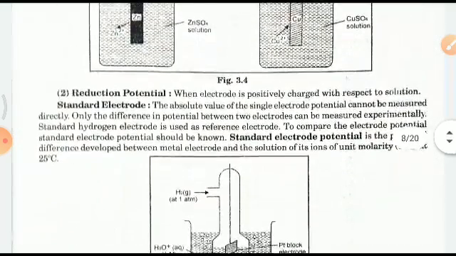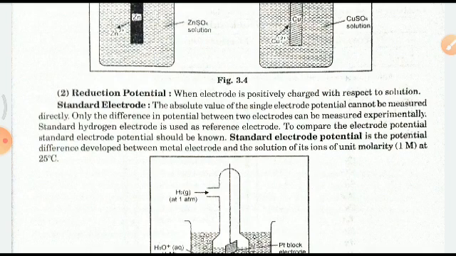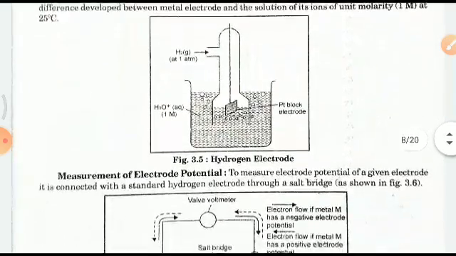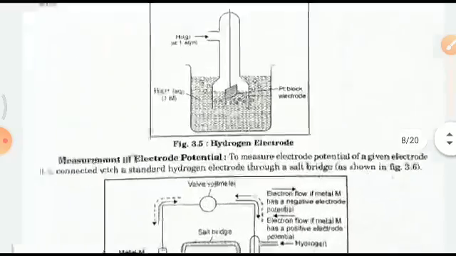Standard electrode: the absolute value of a single electrode potential cannot be measured directly. Only the difference in potential between two electrodes can be measured. To compare electrode potentials, a standard electrode potential should be known, right? Standard electrode potential is the potential difference between a metal electrode and the solution of its ions of unit molarity, right?